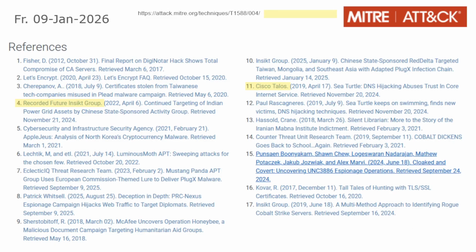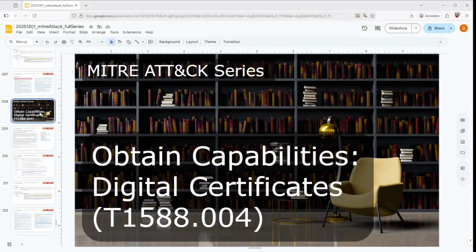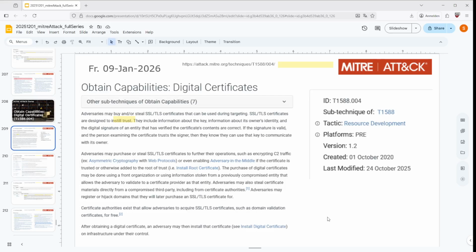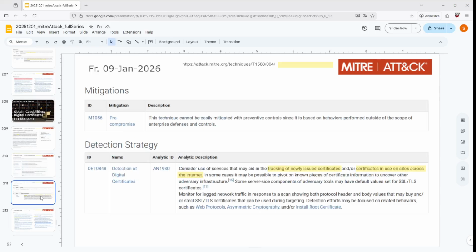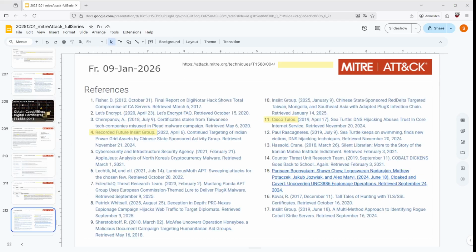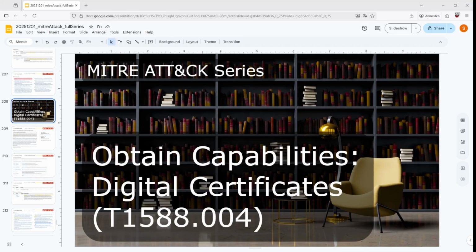Nice. But I think so far so good, people. It's good enough. Quick little 10-minute video here. Obtain capabilities, digital certificates. We know what it is all about. We know where to locate it in the kill chain. Some of the procedures, some of the campaigns and groups, we know now a little bit. Detection, mitigation, there's not much you can do, but in the detection sphere you can do a lot. You can watch your certificates a little bit more in detail. And in terms of references, nothing special here, but some heavy hitters that I will be covering at some point, especially Recorded Future. So far so good, people.